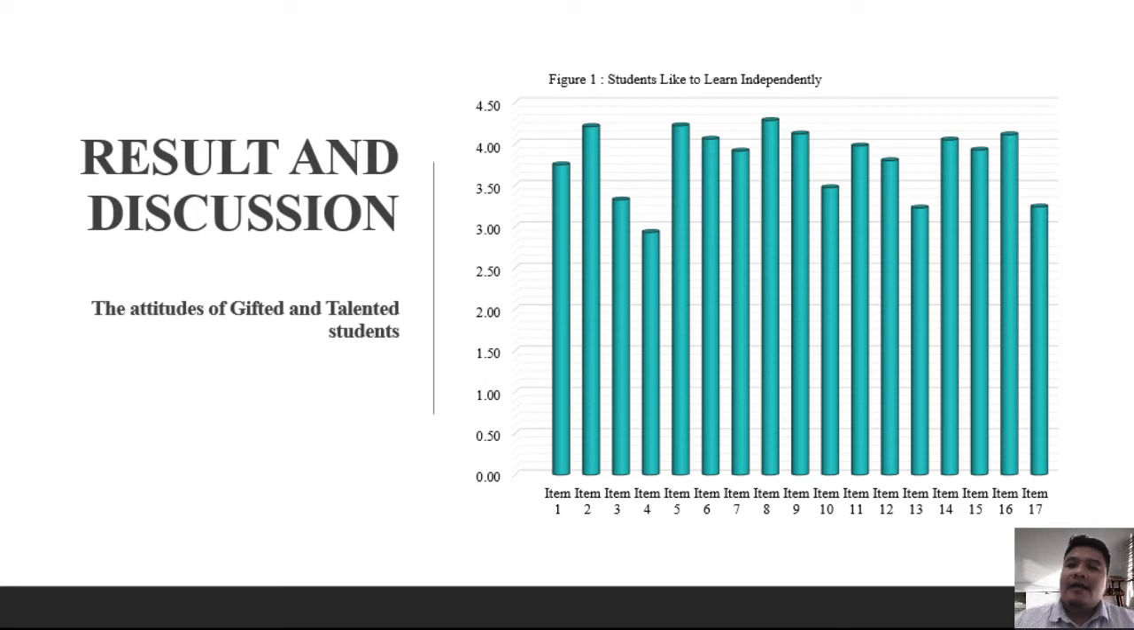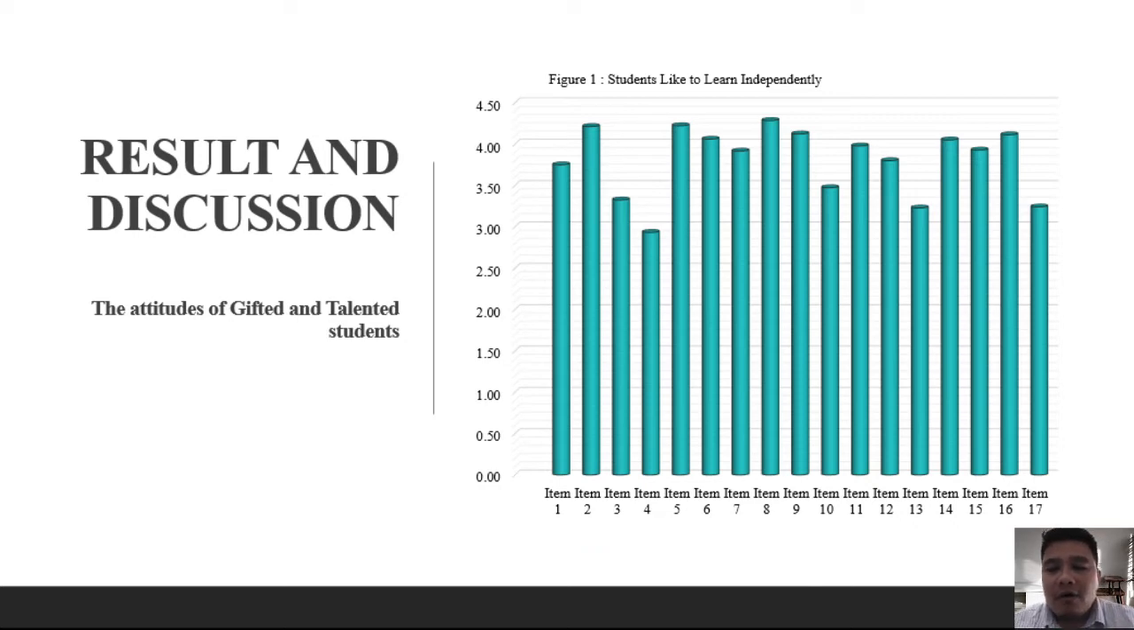Alright, this is the result for this research. Okay, for the first result, I want to measure the attitude of gifted and talented students. From the questionnaire we have developed, we have grouped all of the items and tested them based on attitude. Okay, the first attitude we get is that students like to learn independently. This is the first attitude for this kind of student.